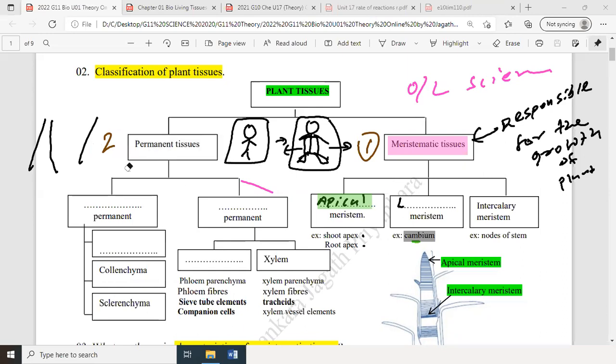the lateral growth of the stem makes the base broader than the top. It grows laterally. That is due to the action of cambium in the stem.